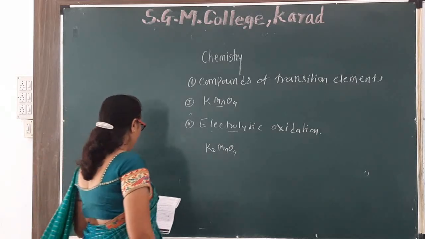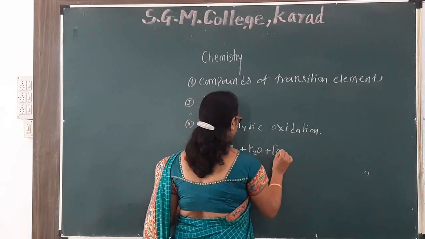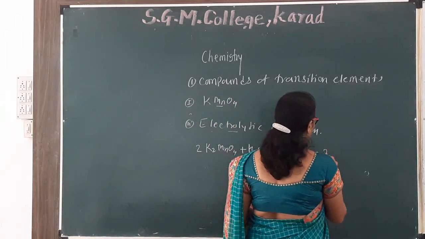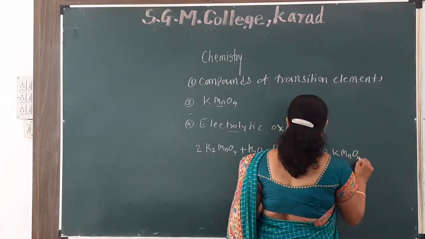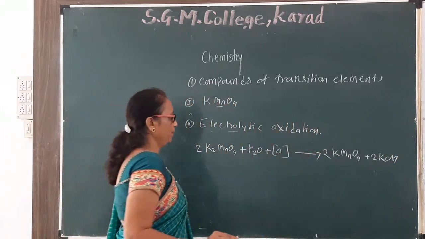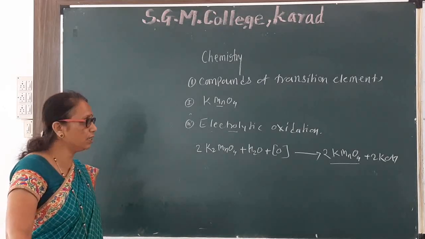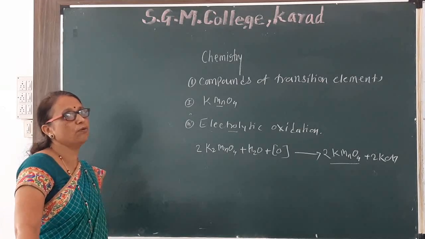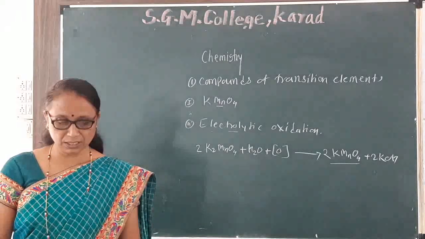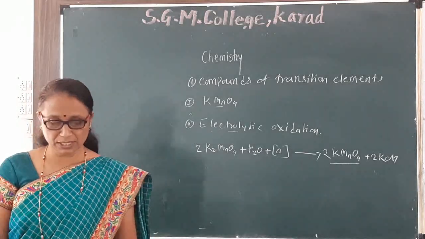The reaction is 2K2MnO4 plus H2O plus oxygen, which is evolved at the anode in the electrolysis process, gives 2KMnO4, potassium permanganate, plus 2KOH. The solution of potassium permanganate is filtered and evaporated. Then there is formation of crystals of potassium permanganate, which have the dark purple, purple-black color. These are the preparation methods of potassium permanganate.